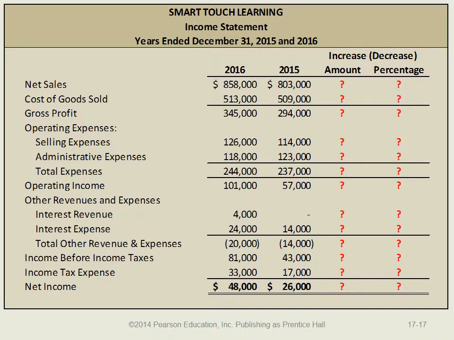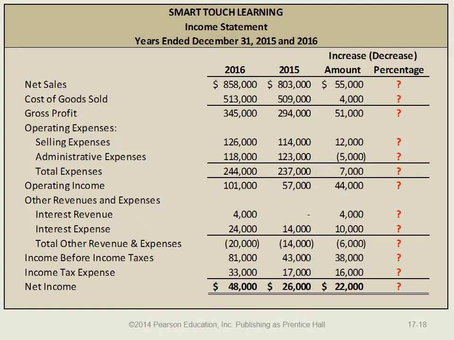So next, let's prepare the horizontal analysis for Smart Touch Learning's income statement for the year ending December 31st, 2016. First, let's compute the dollar amount of the change for each account. I'm not going to make you go through all these one by one here, but you can see the increased amounts there. Obviously, you're just subtracting 2015 from 2016, and that gives you the amount change. And then you're just going through one by one and doing the division that we talked about before. So by dividing each dollar change by the 2015 base year amount, we can generate the percentage change for each amount on the income statement.